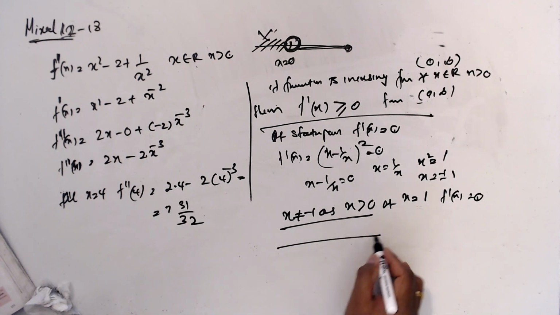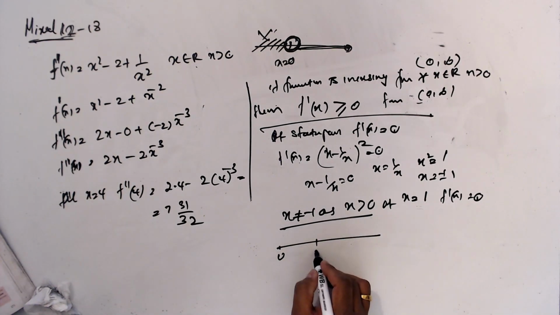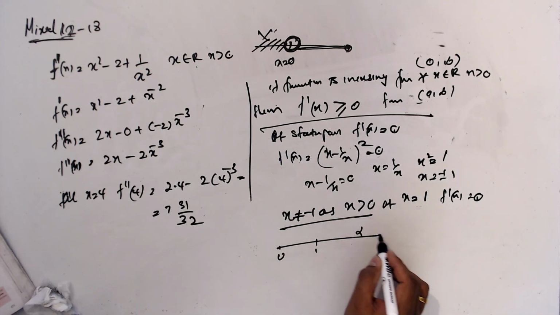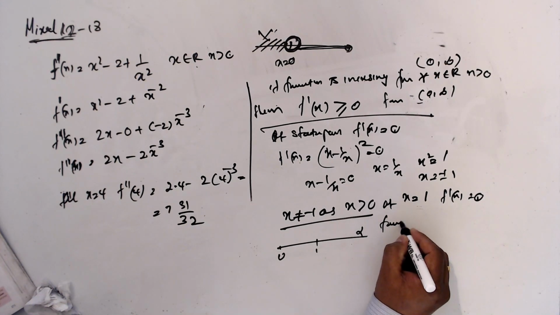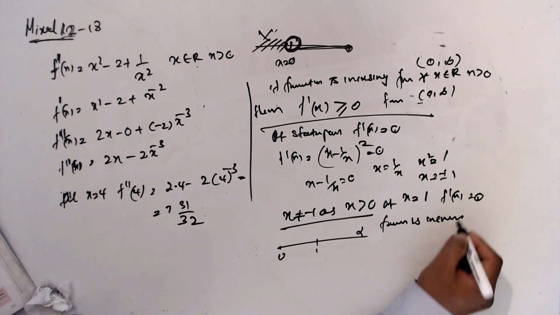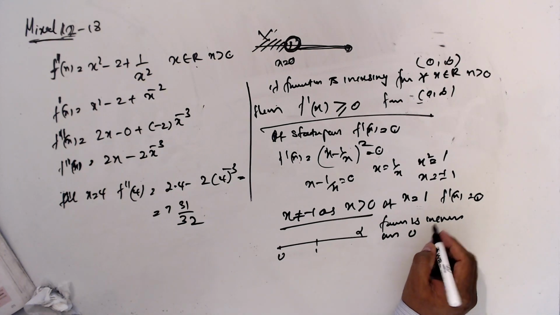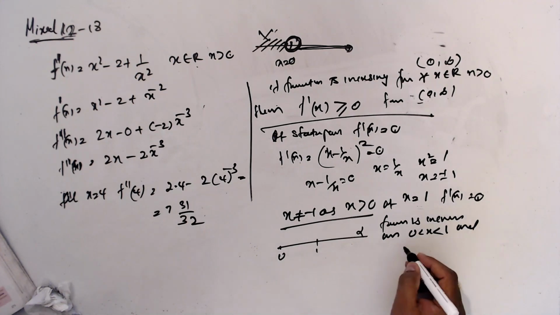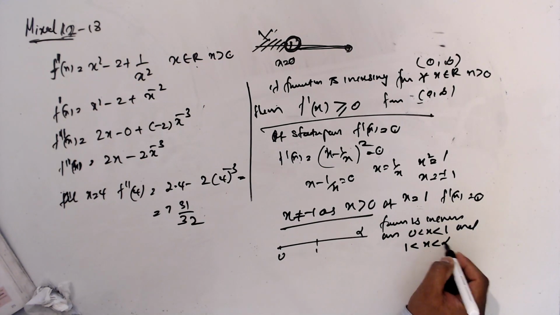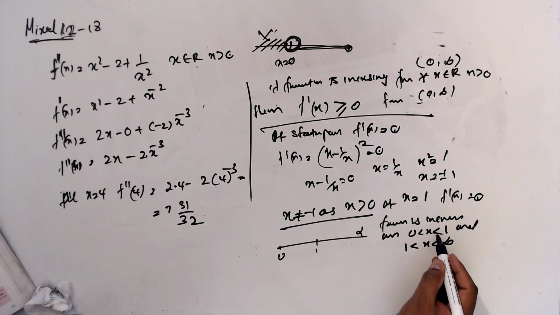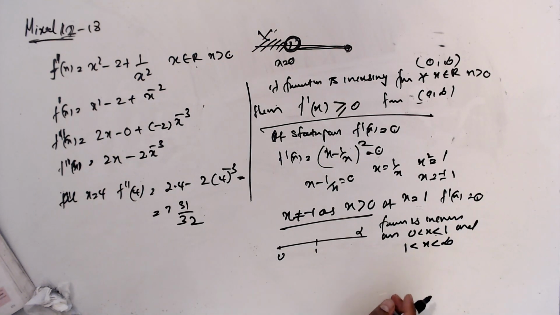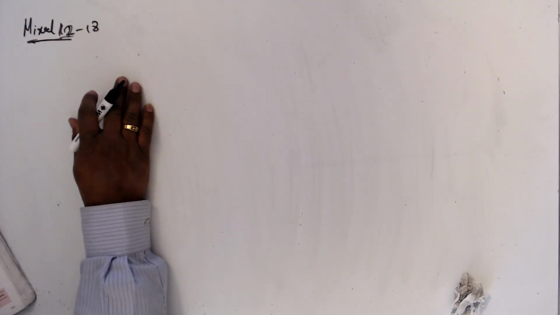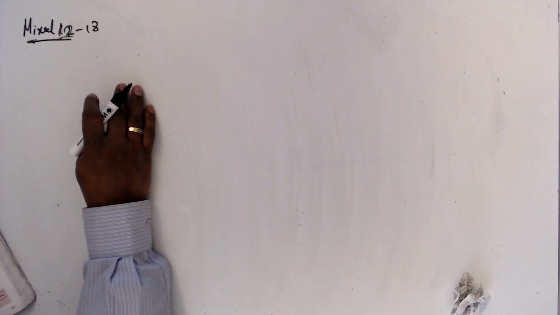So then you have a number line. This is 0 to 1 and 1 to infinity. So you can write the function is increasing on 0 < x < 1 and 1 < x < infinity. So there is no 1 included here. I'll give two definitions just for your information about the increasing function.